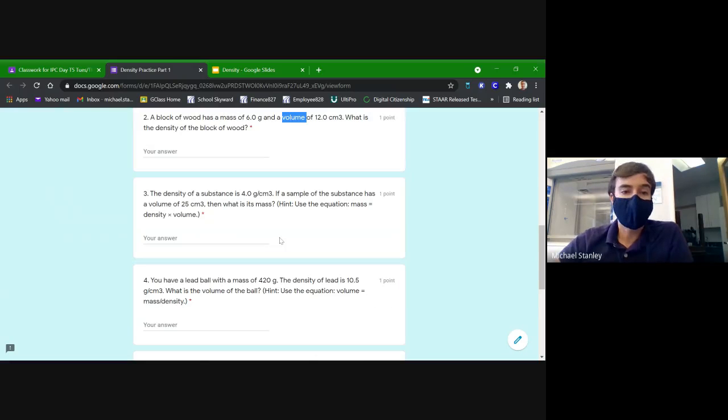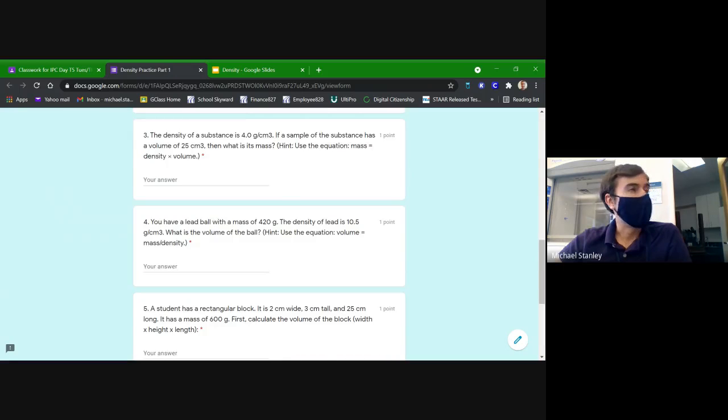Number 3 switches it up a little bit. It wants to know the mass, so it gives you the density and the volume of the material. And I included a helpful hint here for what your mass equation should look like. And then number 4 also changes it up a little bit. Number 4 wants to know the volume of the ball.